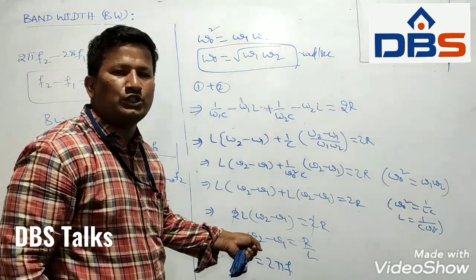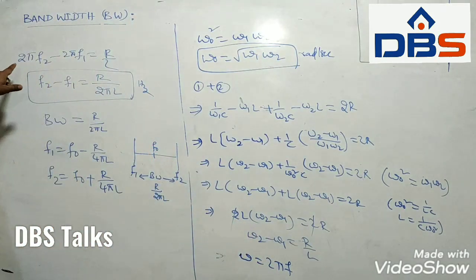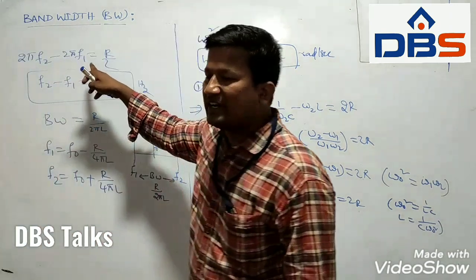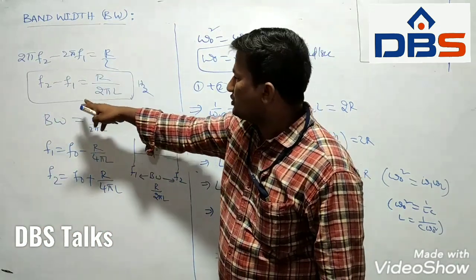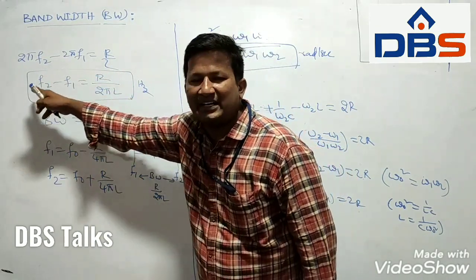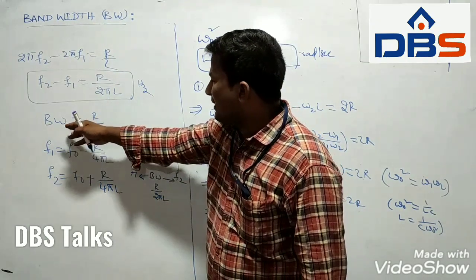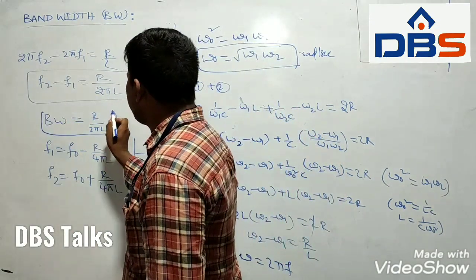We know that omega equals 2 pi f. So omega 1 is equal to 2 pi f1, omega 2 equal to 2 pi f2. Substitute in that one: 2 pi f2 minus 2 pi f1 equal to r by L. So f2 minus f1 equal to r by 2 pi L. So this is the bandwidth equation for a series resonant circuit. Now bandwidth BW equals r by 2 pi L.